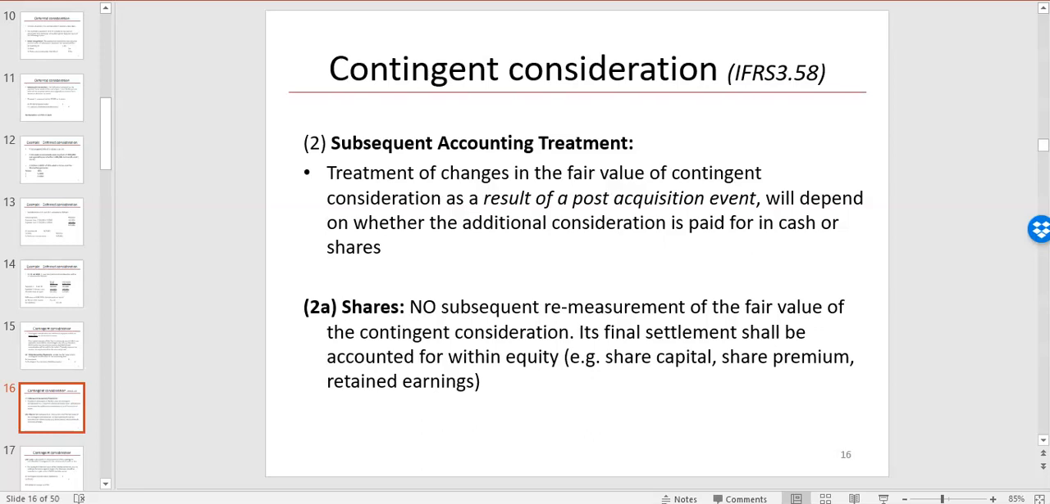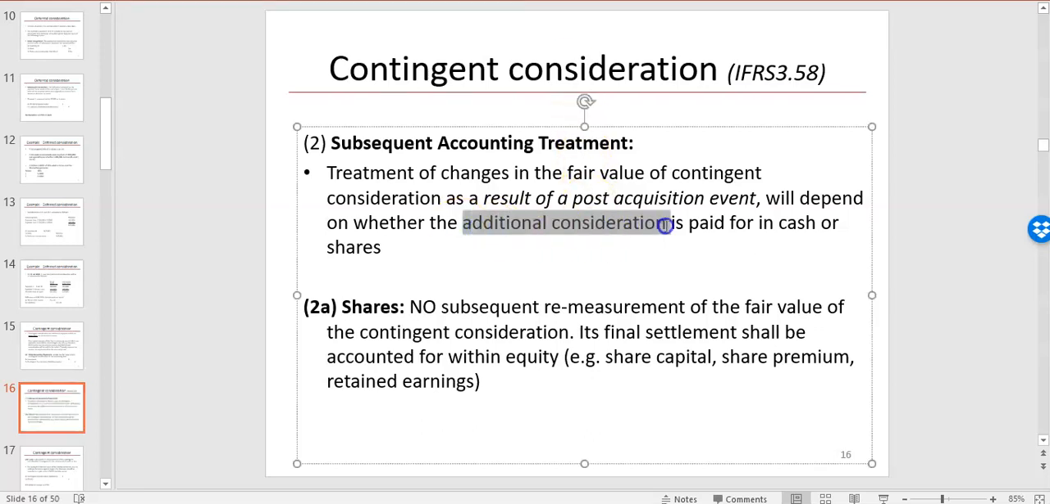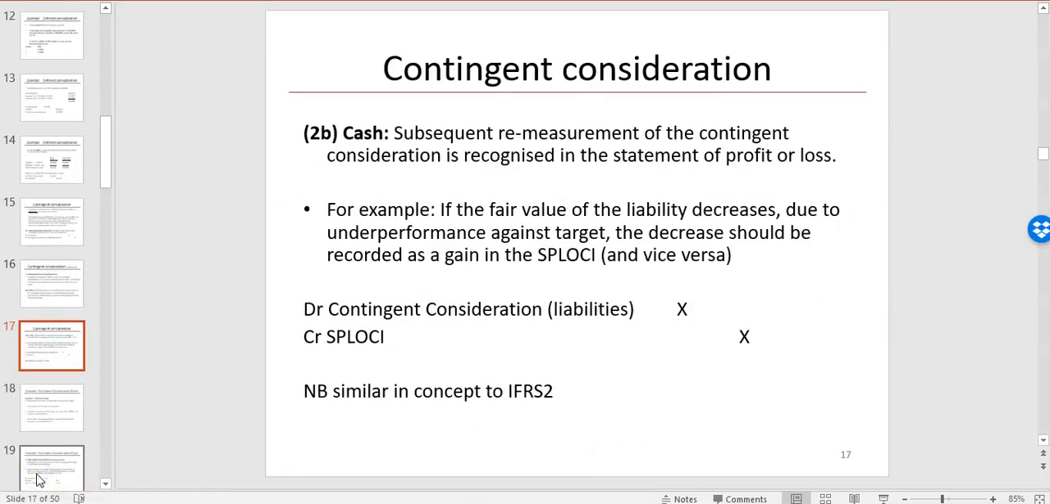Right? So the subsequent accounting treatment will depend on whether the potential consideration or additional consideration is in cash or shares. If it's in shares, you don't remeasure. Right? So you never remeasure at the end of each period. You only account for it at the very final settlement, if they qualify for the deal or not. That's similar enough to what you do in IFRS 2, where you don't remeasure share-based payments if they're equity settled. However, if they are cash settled, you must remeasure the fair value at the end of each period.